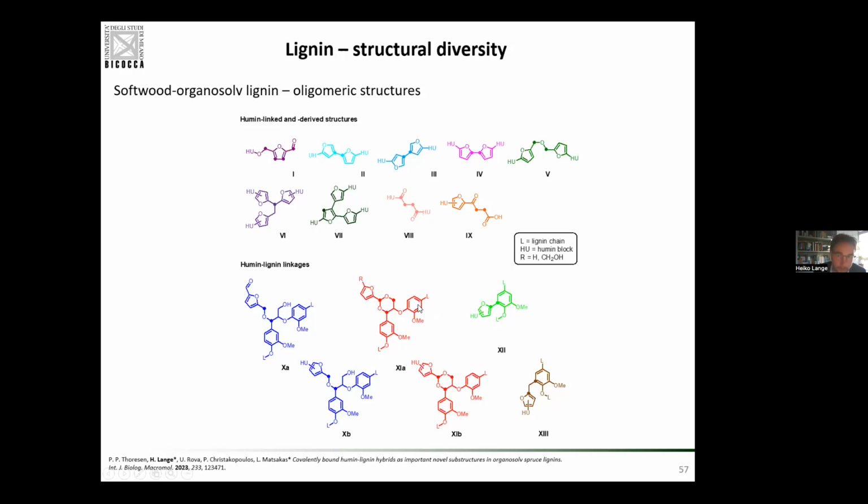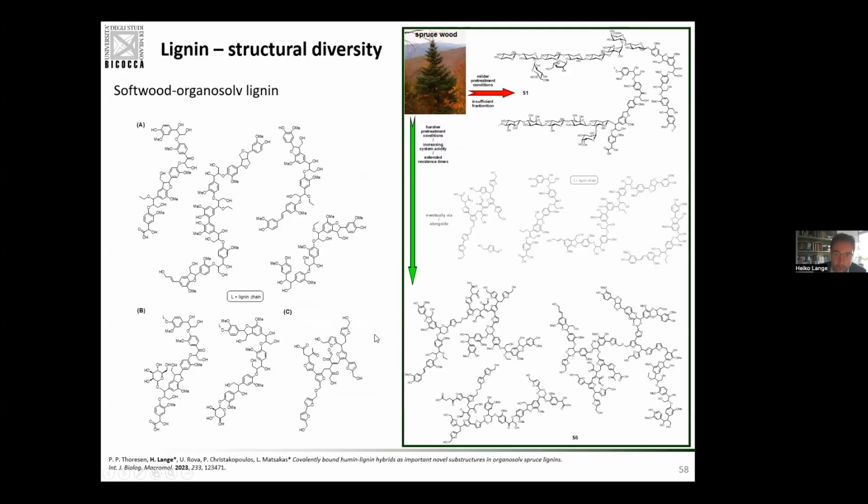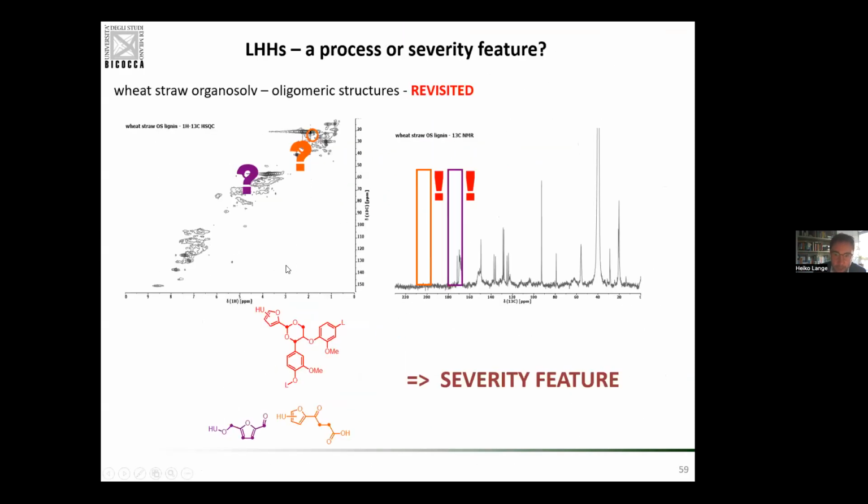Now, the interesting question is, is this a general thing? So what we did was look at other organosolv lignins. Maybe for all of you that are doing organosolv, I can assure you it's not a general thing. It really depends on the process parameters. What you can see, for example, is that in wheat straw we don't have the signals. There are some regions where we have to check. The HSQC tells us that that could be a cross peak, one of these indicators of these hybrids.